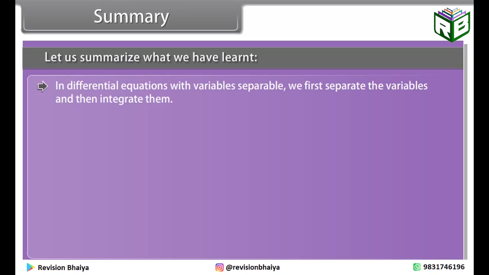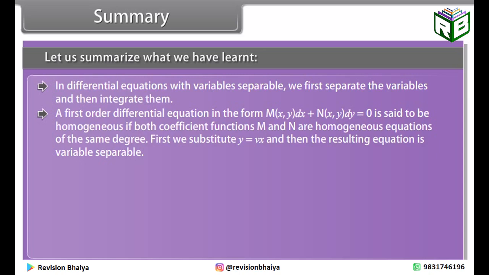In differential equations with variables separable, we first separate the variables and then integrate them. A first-order differential equation in the form M(x, y) dx plus N(x, y) dy is equal to 0 is said to be homogeneous if both coefficient functions M and N are homogeneous functions of the same degree. First, we substitute y equals vx, and then the resulting equation is variable separable.